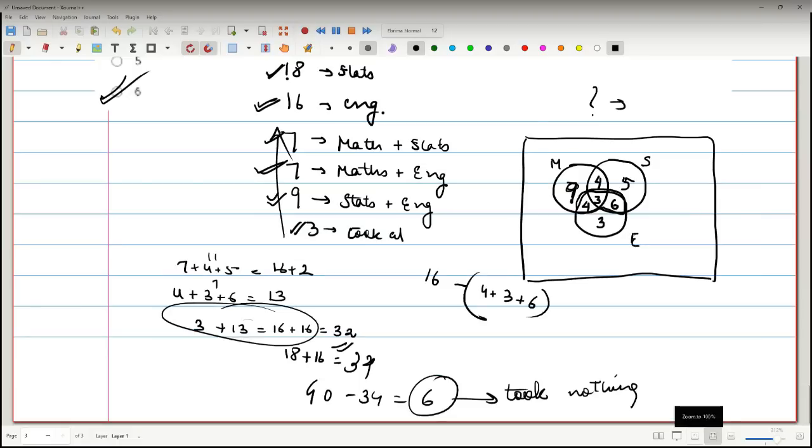Okay. So anybody else having any other doubt? How many people like one fruit? In the second question, they asked how many people like one fruit. What does one mean? Is there anything we can take as one in the second question?